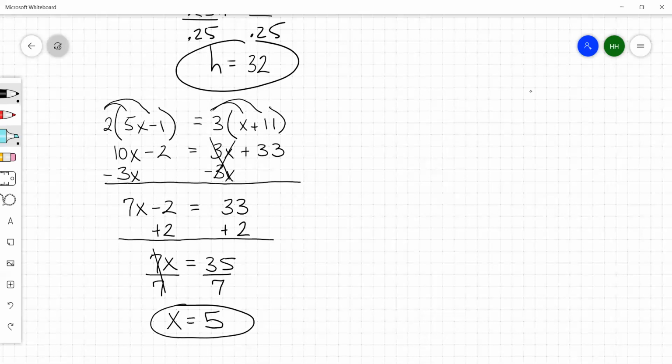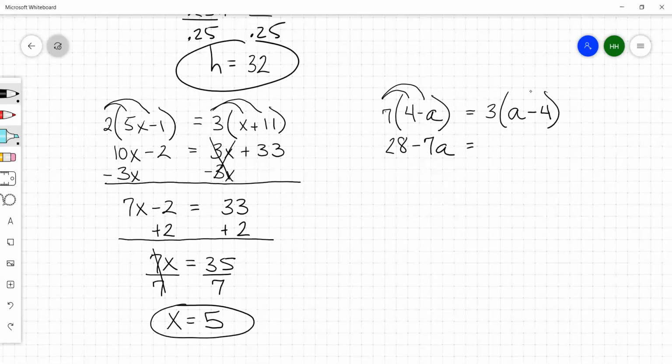Let's try 7 times 4 minus a, equal to 3 times a minus 4. All right, again, distributive property on both sides. Be careful with these signs. You got 7 times 4, that's 28. But then 7 times negative a, that's negative 7a. On the right-hand side, you got 3 times a, which is 3a, and then 3 times negative 4, which is negative 12. And now your smaller variable is the negative 7a.